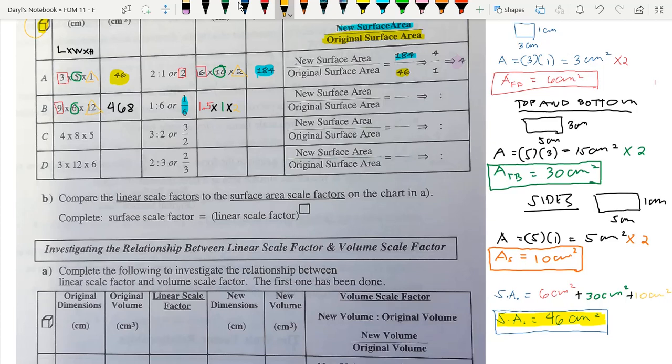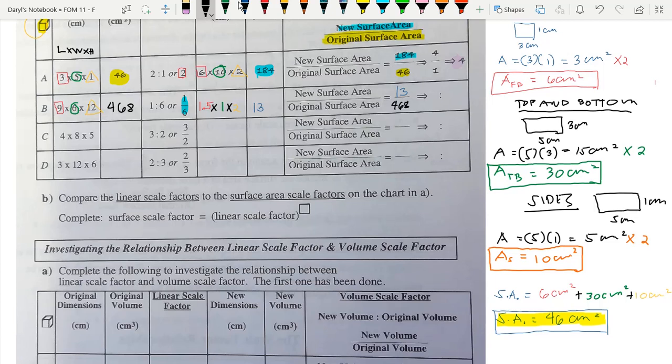So if you're going to calculate the surface area of this using these new dimensions, you should get an answer of 13 cm squared. So now to get the area scale factor, again, it's just the ratio of the new surface area all over the original surface area, or the image over the original. So that would be 13 all over 468.